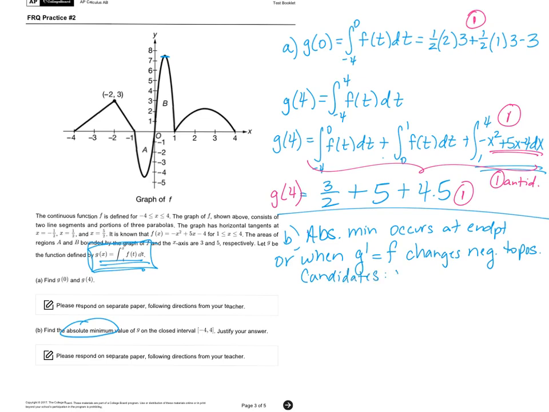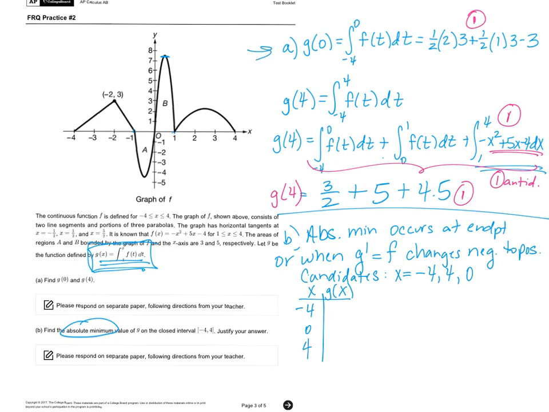Okay, so my candidates are going to be -4 and 4. Those are the endpoints. But do you see how I'm not even going to bother with -1? That's a local max. I'm not even going to bother with 1. That's neither because my derivative's not changing sign. So I've just cut some of the candidates, which cuts my time. How nice is that?